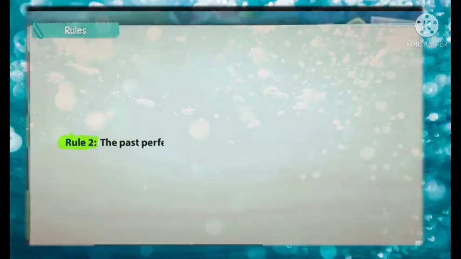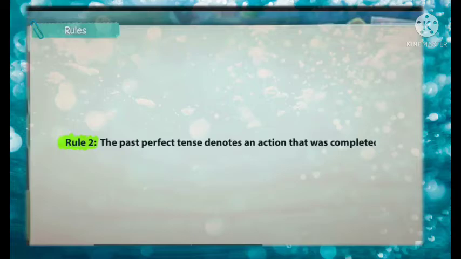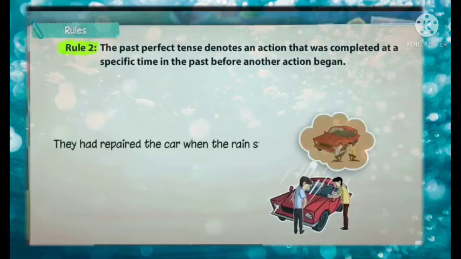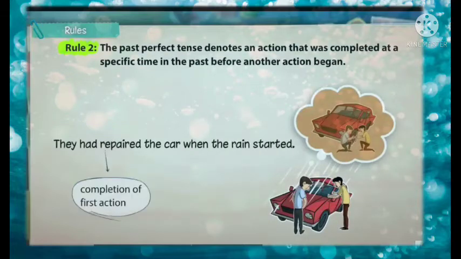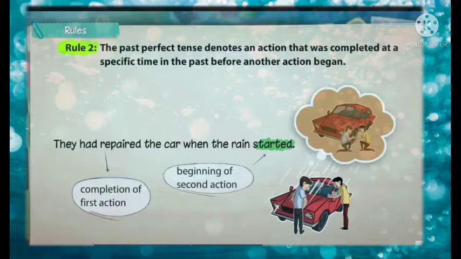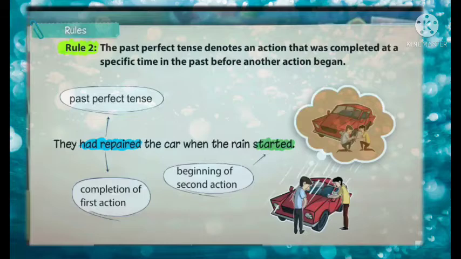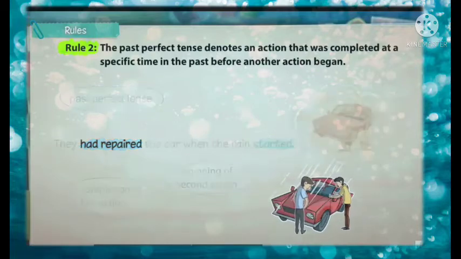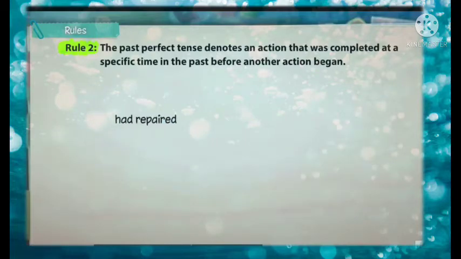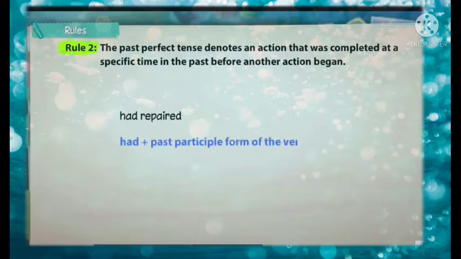The past perfect tense denotes an action that was completed at a specific time in the past before another action began. For instance, here, the car was repaired and then it started raining. So, we use the past perfect tense had repaired. Did you notice the structure of the verbs in the past perfect tense? It usually has the helping verb had plus the past participle form of the main verb.